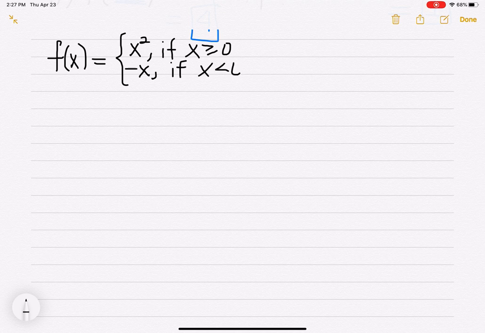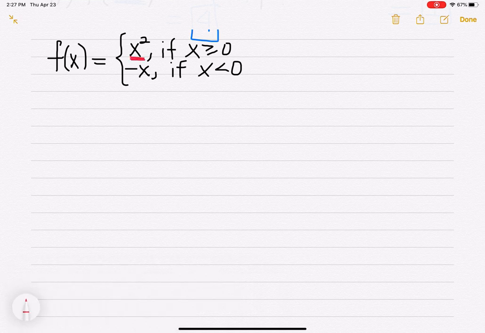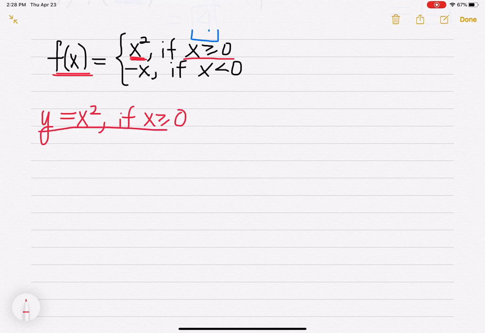That was the function. So basically we're going to think about this first part here, the red part. I'm going to think of this as, okay, so f of x is the same thing as y. So right now we're thinking about this as y. So we're going to have y equals x squared if x is greater than or equal to 0. So we're going to focus on this red part.